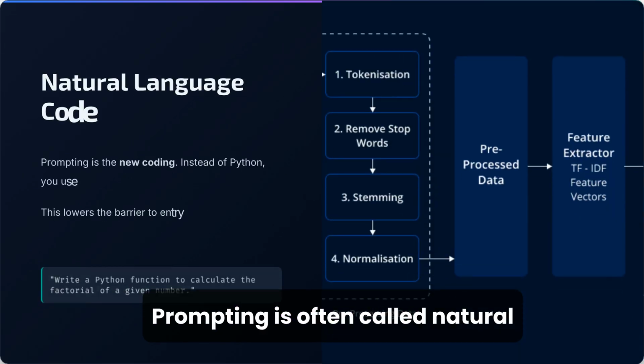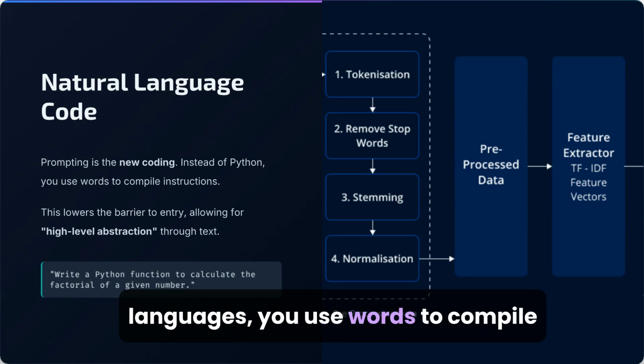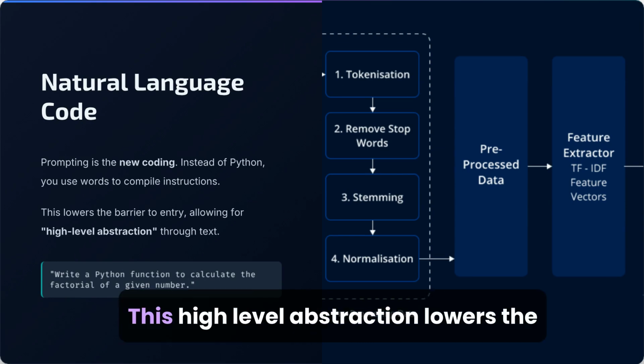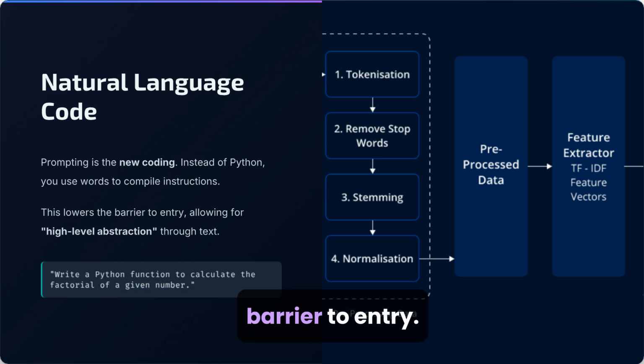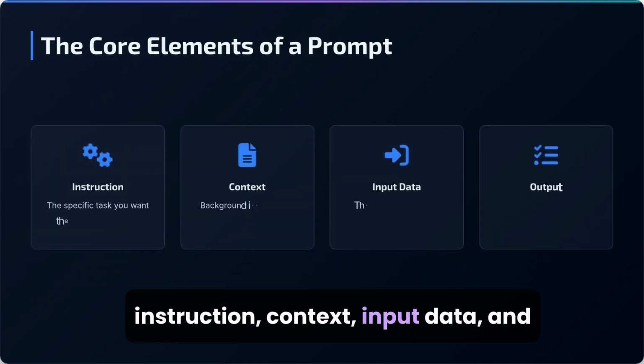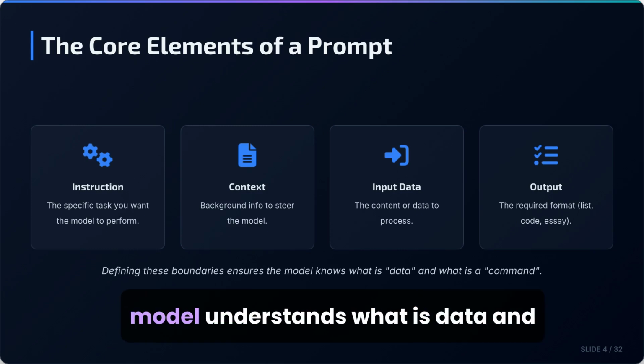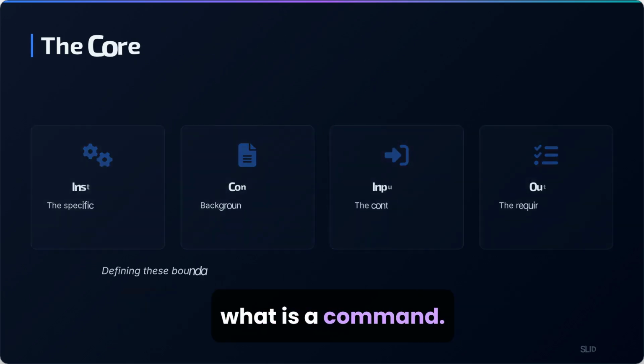Prompting is often called natural language code. Instead of traditional programming languages, you use words to compile instructions. This high-level abstraction lowers the barrier to entry. The core elements of a prompt are instruction, context, input data, and output format. Defining these boundaries ensures the model understands what is data and what is a command.